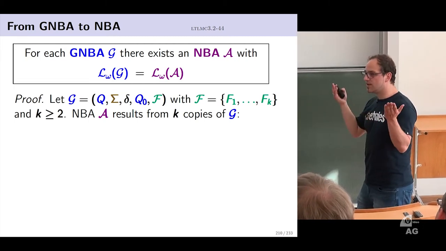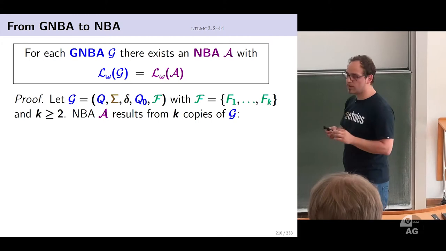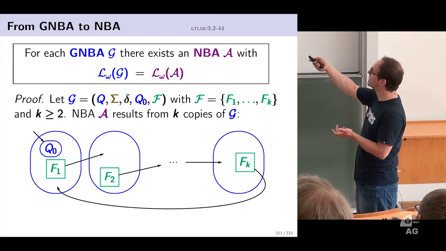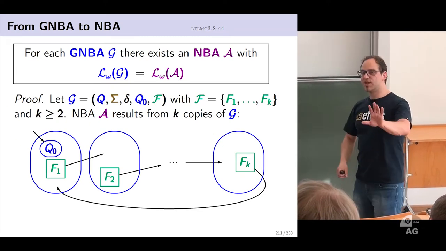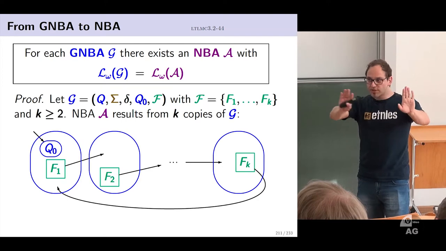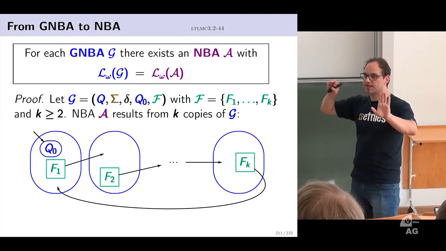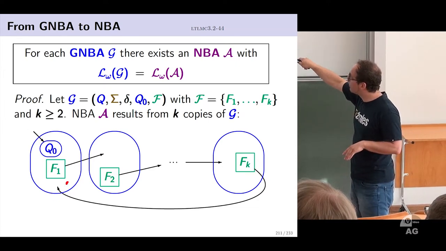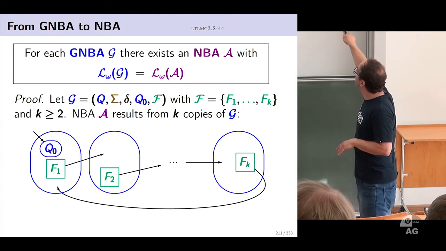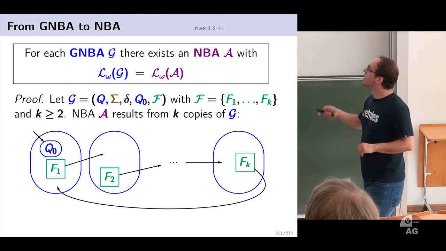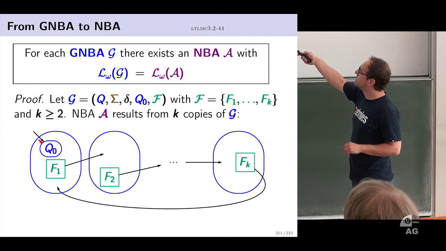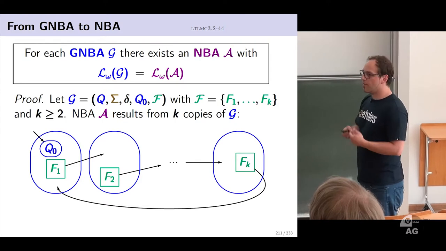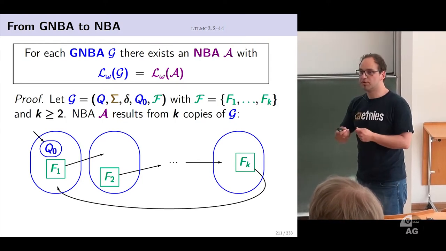And the intuition is now that we create k copies of our GNBA. And this looks as follows. So we take the GNBA, it's basically like a blueprint, and then we put k copies, one for each accepting set, next to one another, right? Don't forget about the arrows right now, but we have one copy, a second copy, and so on, until we have a copy for the last one. We start in the first copy. This is where our initial states are. We just start there. Okay, but we need to decide, where do we put the transitions?